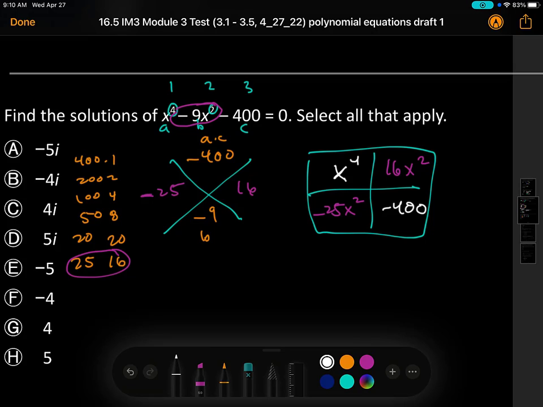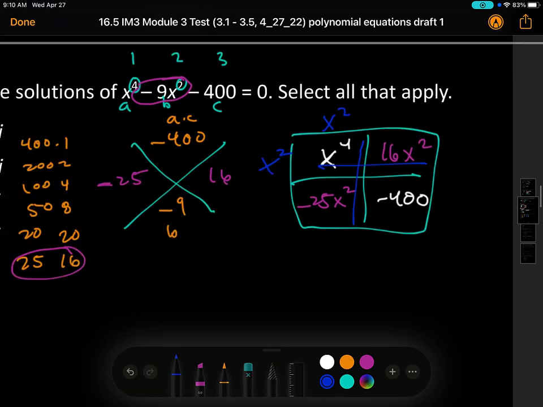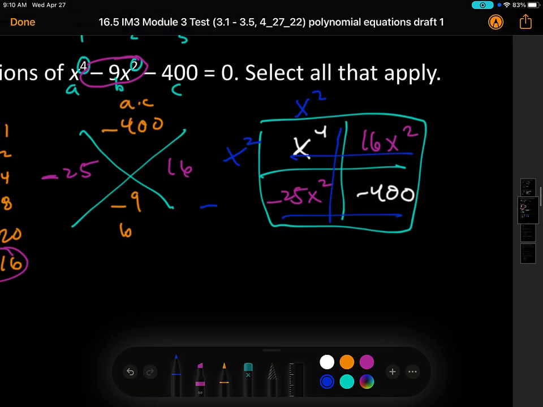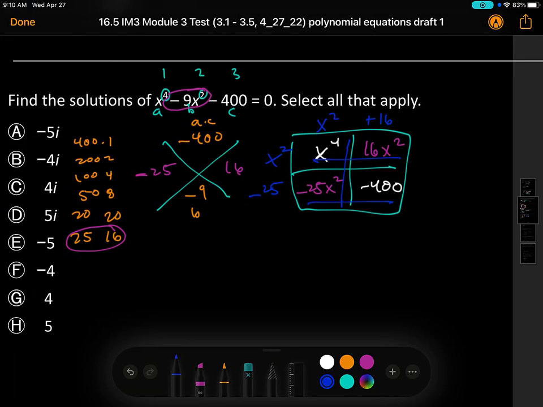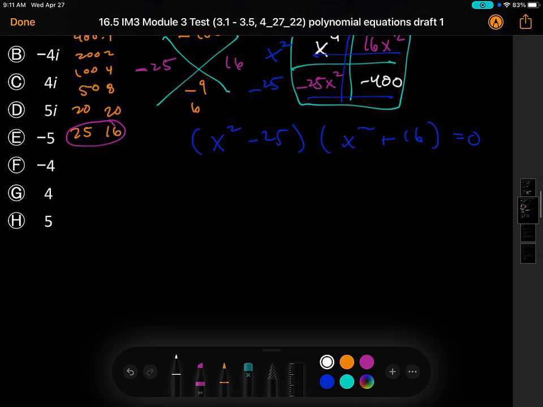We've been doing this all year long, right? And the greatest common factor in this direction is x squared. This direction is x squared. This direction is minus 25. And this direction, I'm going to assume, is 16. So I have x squared minus 25 and x squared plus 16. I'm going to set each of those equal to 0.